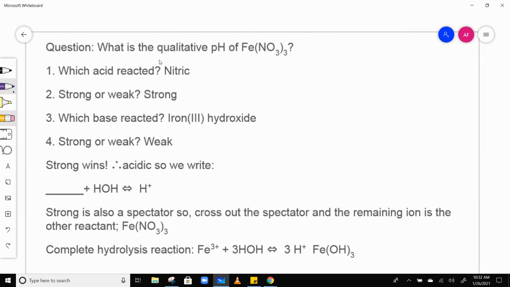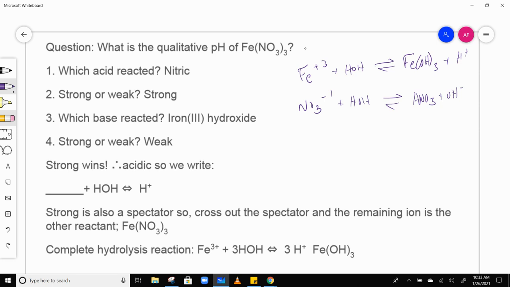Okay, so if we look at this one, which is the quantitative pH of FeNO3? So this one, we have Fe plus 3, NO3 minus 1, right? We're going to add HOH, we get HNO3 plus OH minus, and here we get FeOH, I don't really care about balancing it, plus H plus. Doesn't really matter if it's balanced right now.